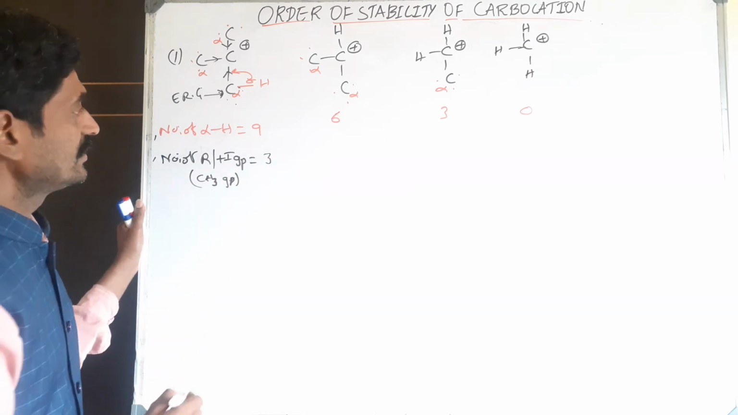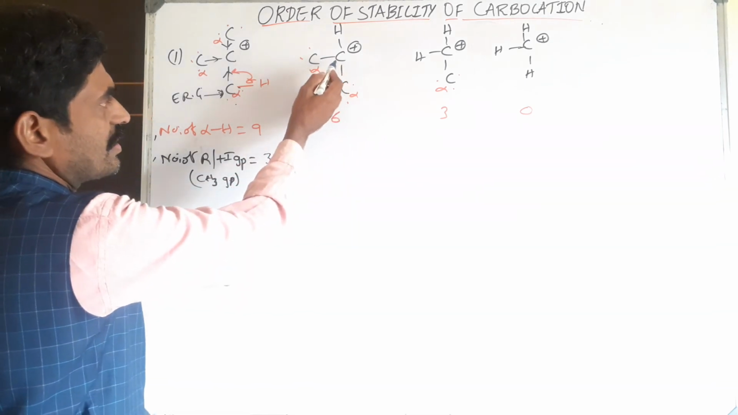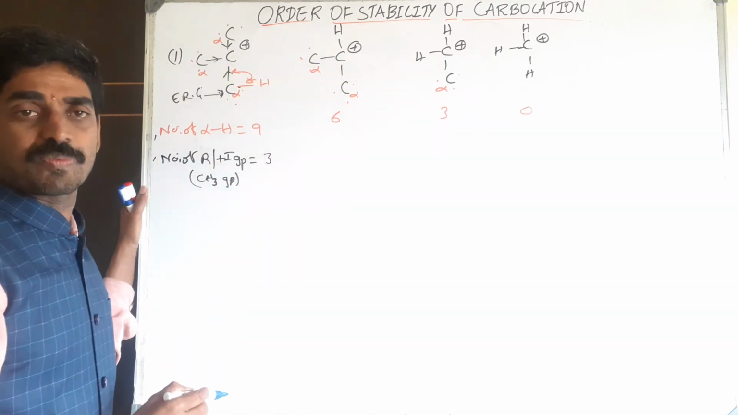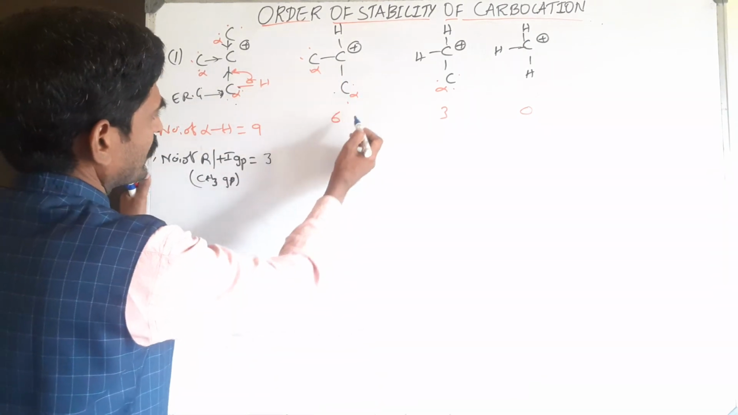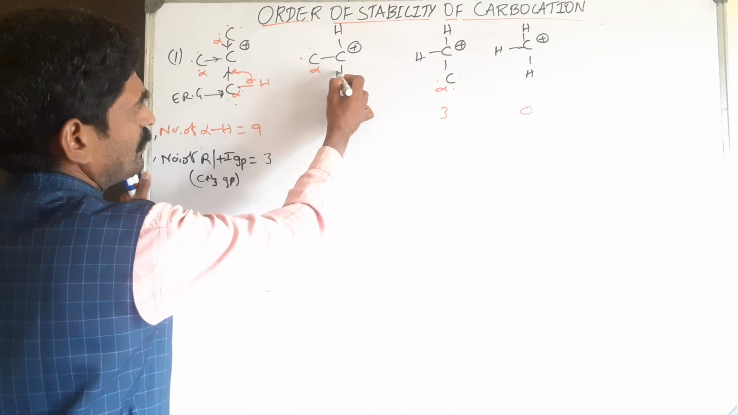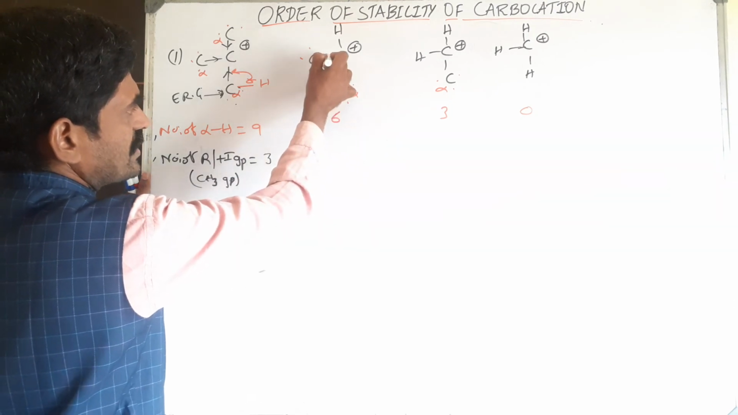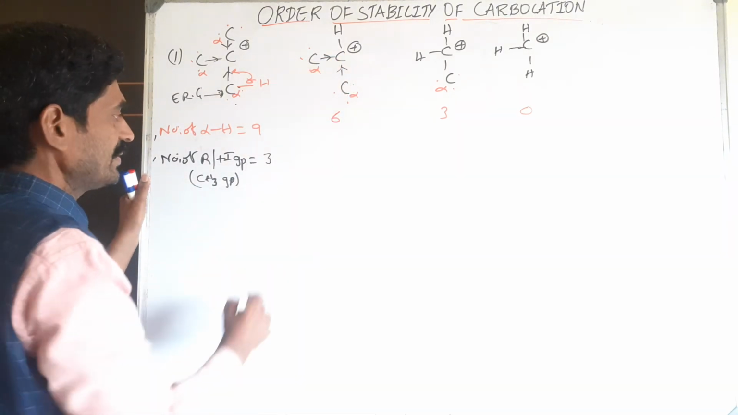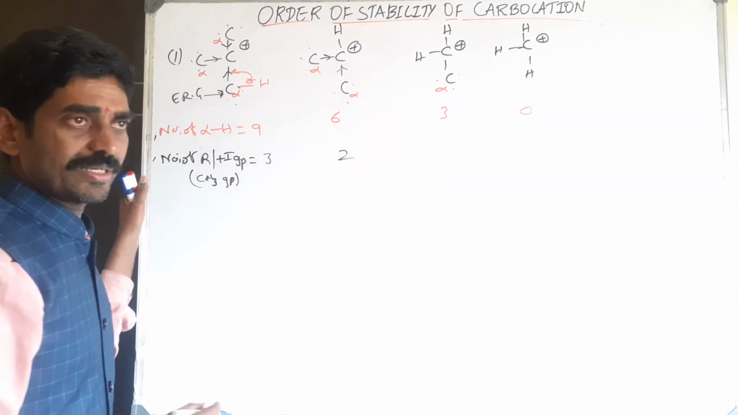This one is the isopropyl carbocation or secondary propyl carbocation. In this one, this is a methyl group releasing electrons, and this is also a methyl group releasing electrons. So the number of alkyl groups here is 2.